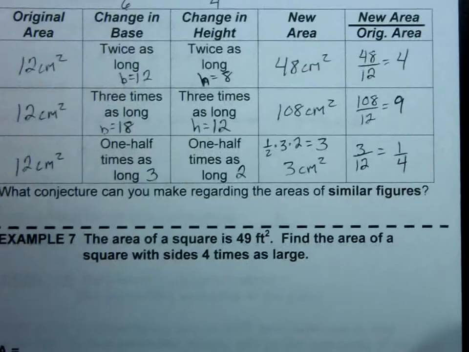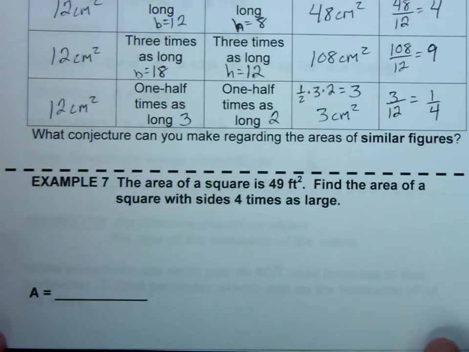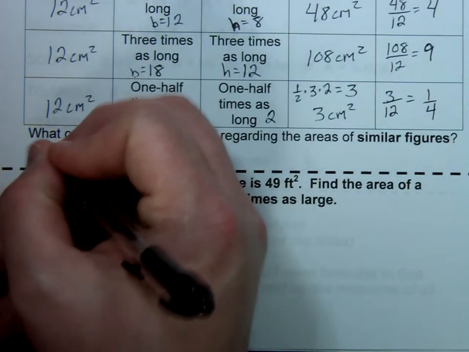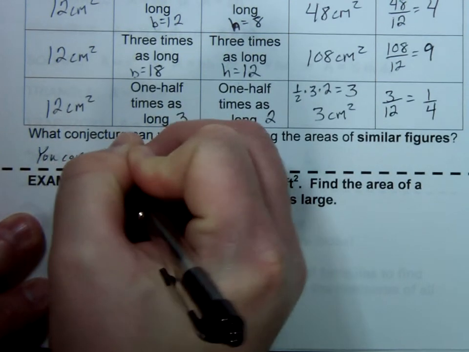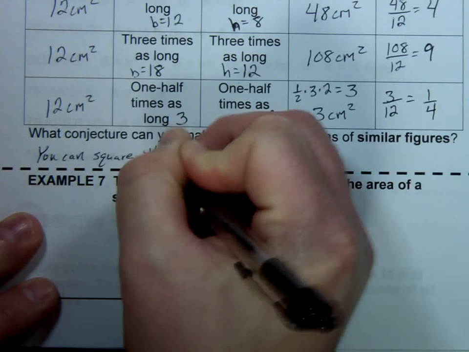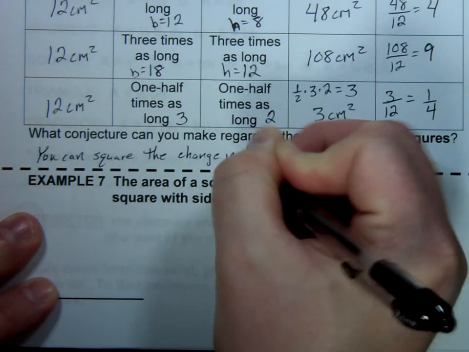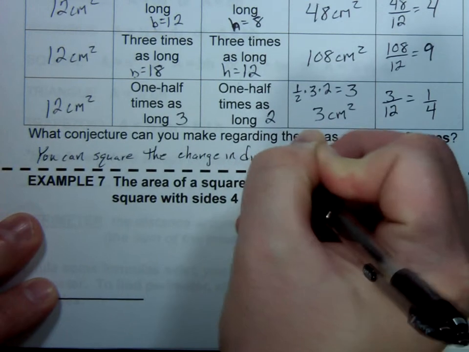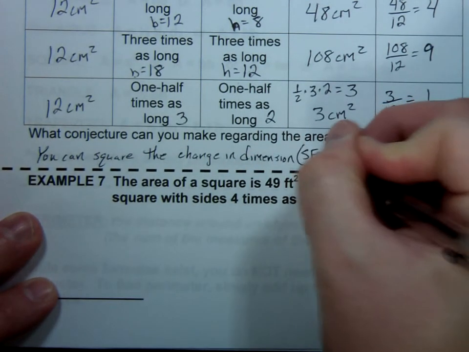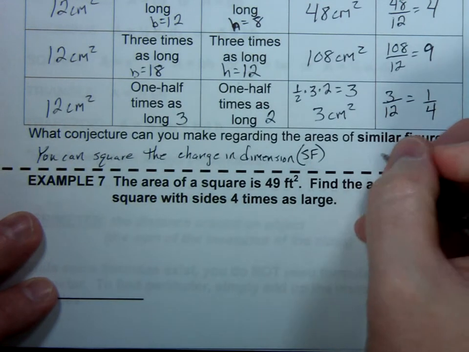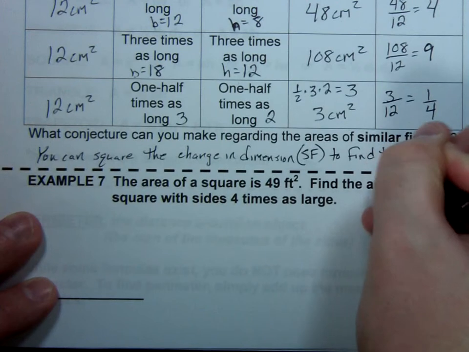So what conjecture can we make regarding the areas of similar figures? Okay, you can square the change in dimension, which could also be called the scale factor. You can square the change in dimension to find the change in the area.